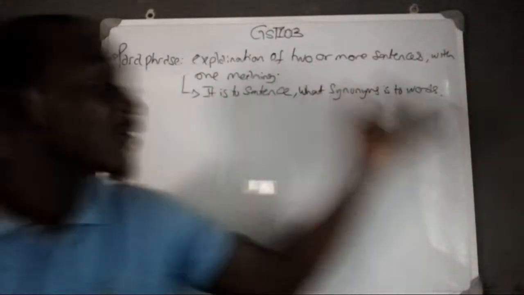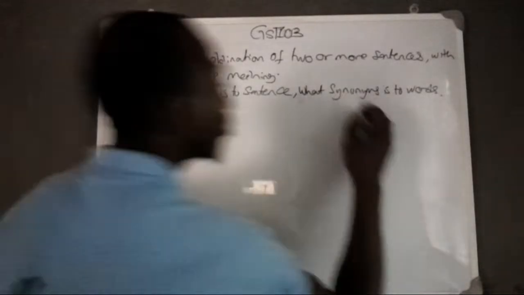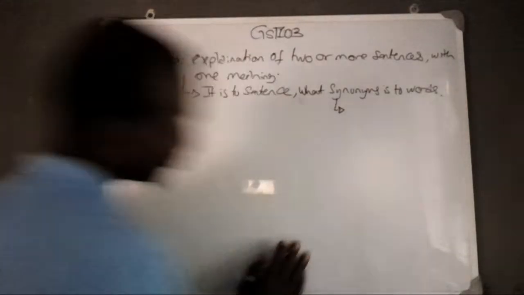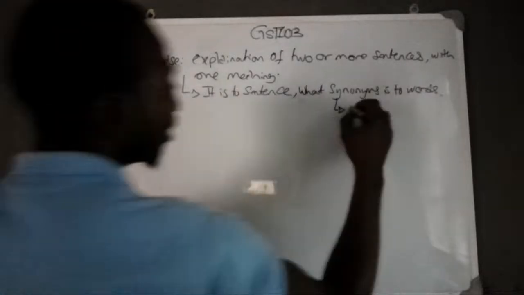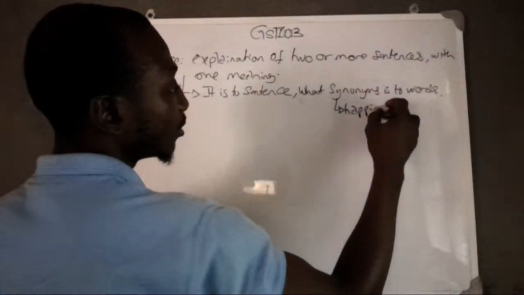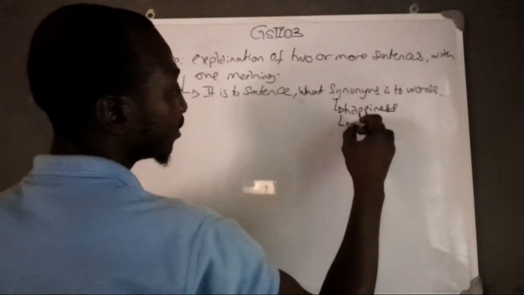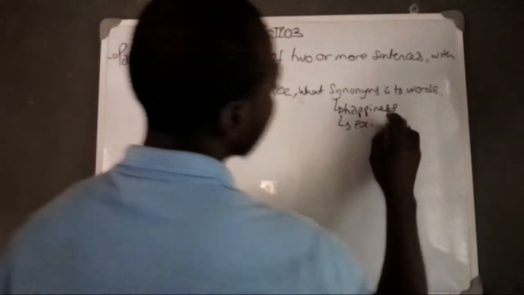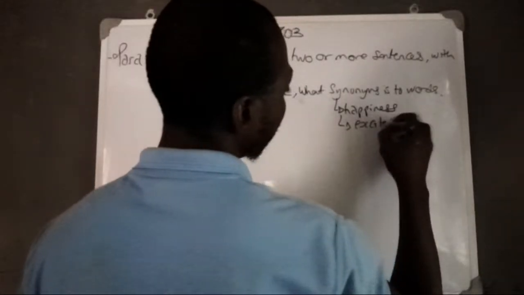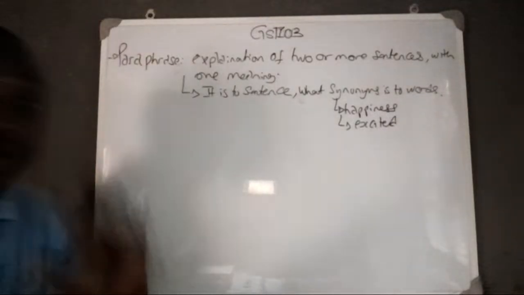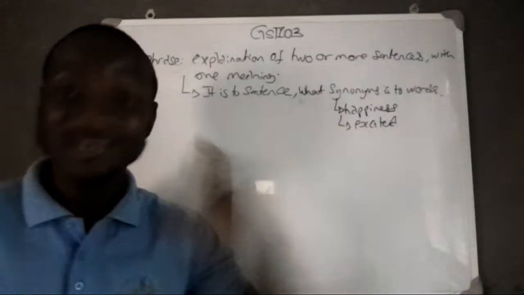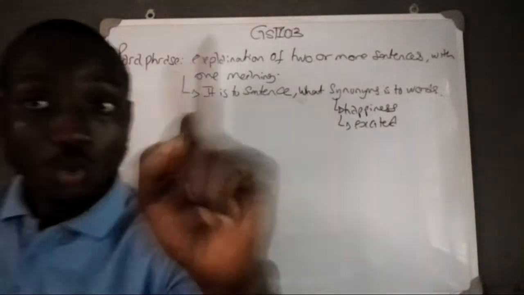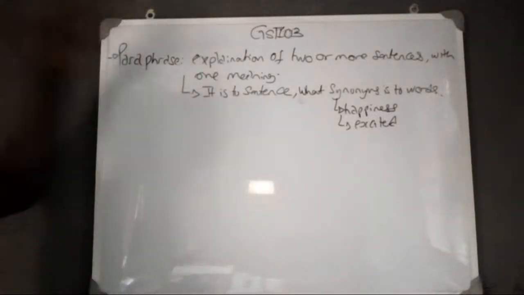Now, for example, when we say synonyms, they can give you a synonym of, okay, let's take happiness. We can refer to this as excited. But it's still one meaning. You understand? Happiness, excited, one meaning, but we are using two different words to explain one meaning. That is what paraphrase is all about.